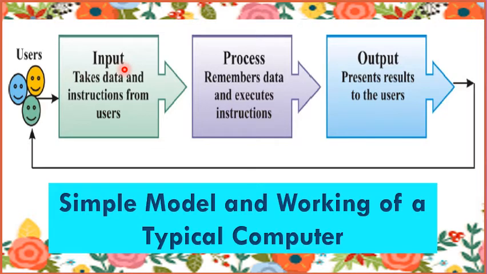But for providing input to a computer, input devices are needed. Examples of common input devices are mouse and keyboard. Through mouse and keyboard, data and instructions, that is input, is provided to a computer. Now, what does a computer do? The computer stores this input in memory and then processes it using the processor. Then presents the results to the user.